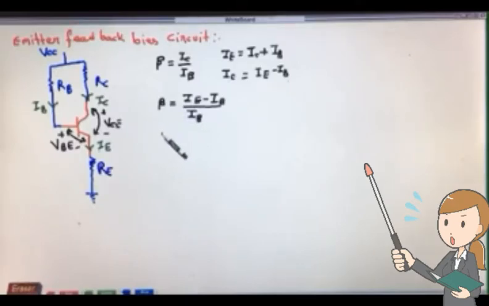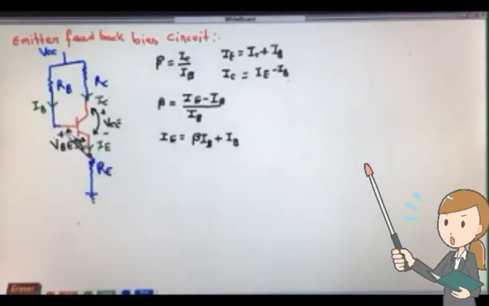From here we can write down IE is equal to beta IB plus IB, or we can replace the value of IC with beta IB. In that case, IE equals beta times IB plus IB, so that equals beta plus 1 times IB. Now we are going to calculate the voltage VCC for this input circuitry.